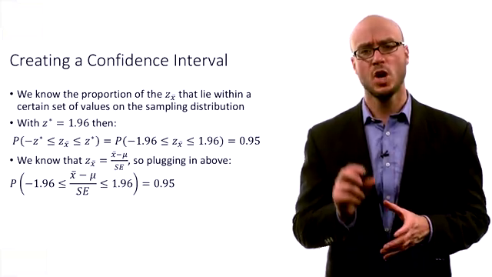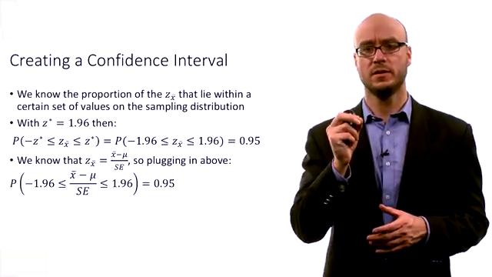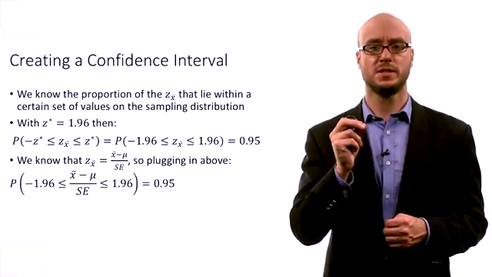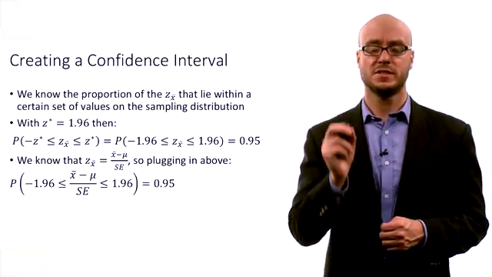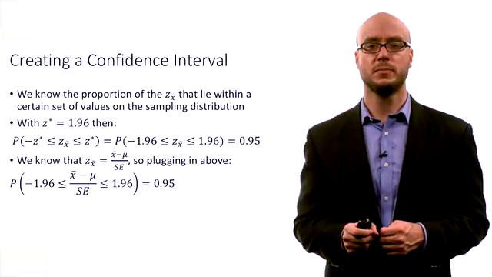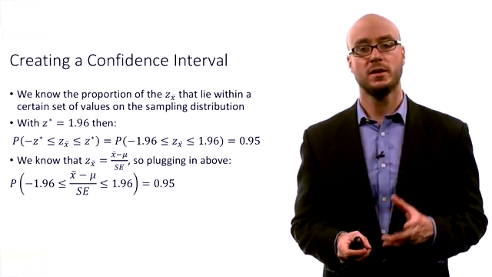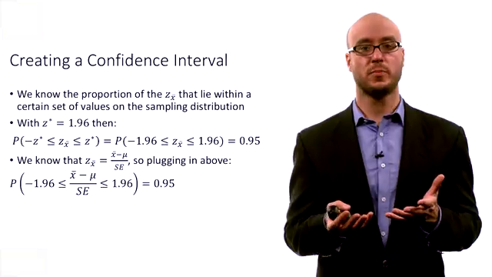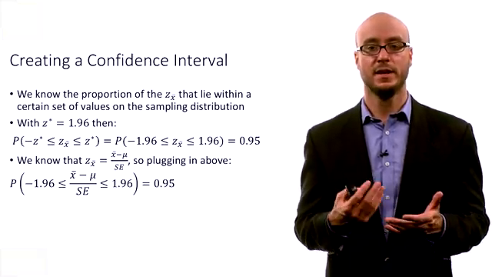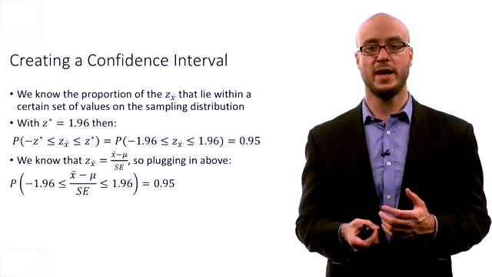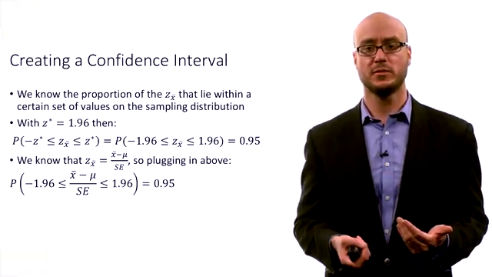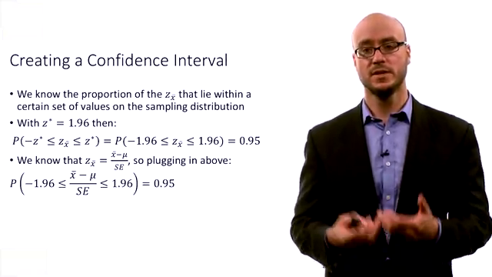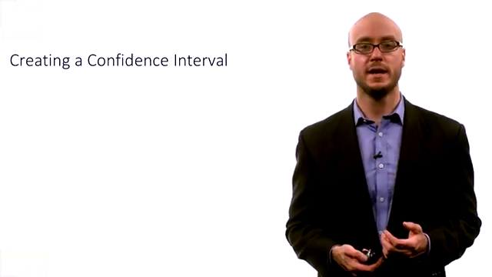The key point is we can plug in this value of x bar minus mu divided by the standard error. We put it in for the value of this standardized version of the sample mean. To put it another way, we know the probability of this converted z-score value of the sample mean being between negative 1.96 and positive 1.96 inclusive is 0.95.